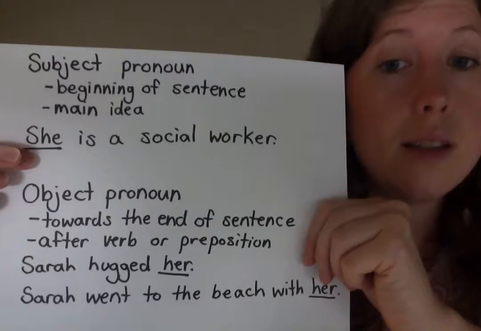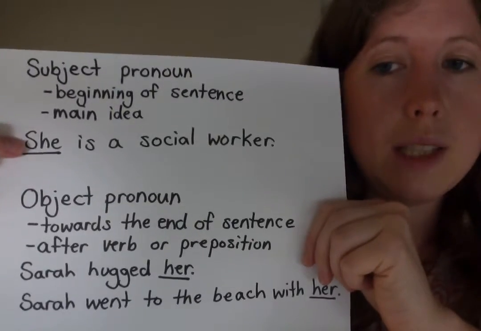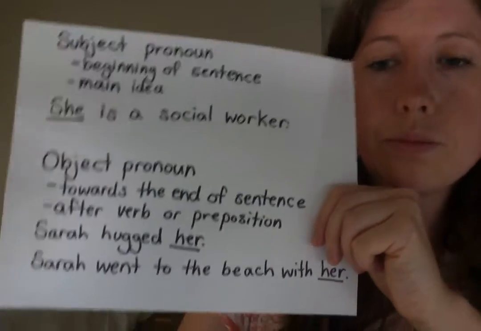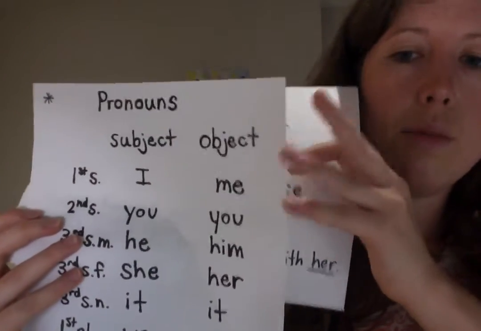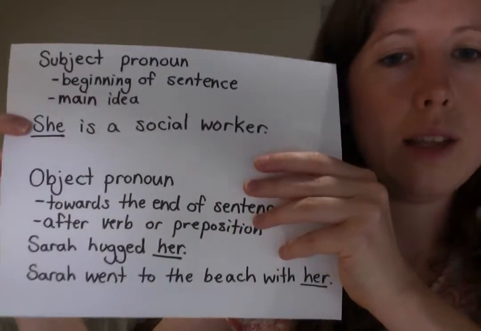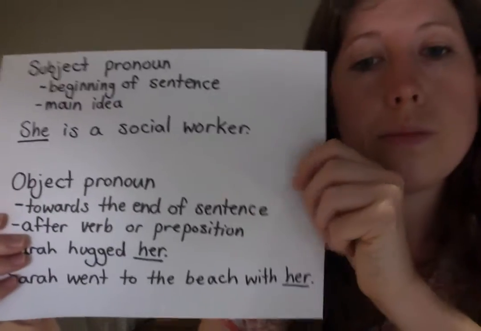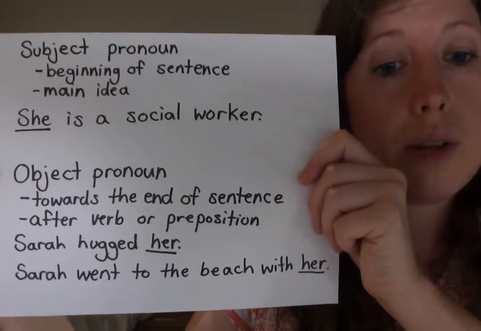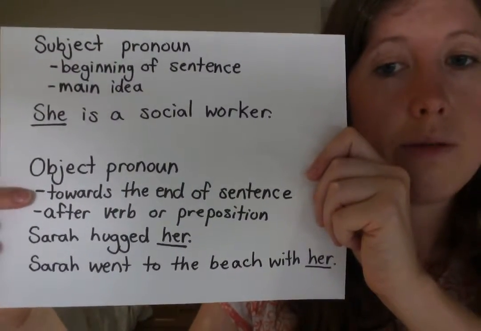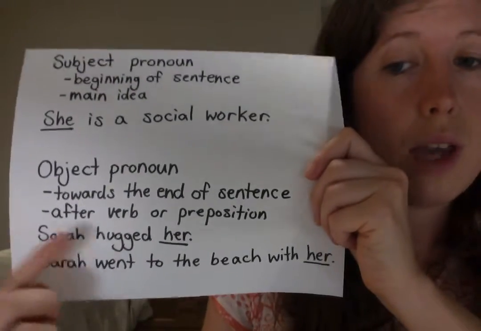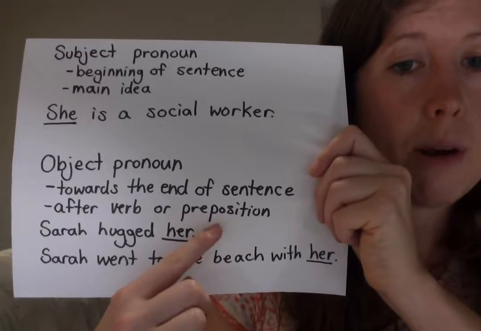So I could say Sarah is a social worker, or I could say she is a social worker. And I'm using she, my subject pronoun, because it's at the beginning of the sentence and it refers to the main person or idea in the sentence, Sarah. On the other hand, we have object pronouns. These are frequently used towards the end of the sentence and are usually after a verb or a preposition.